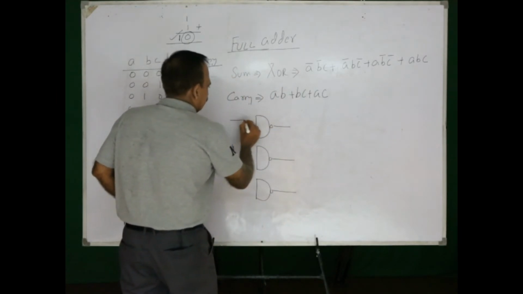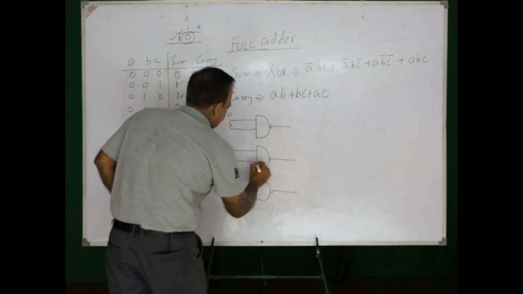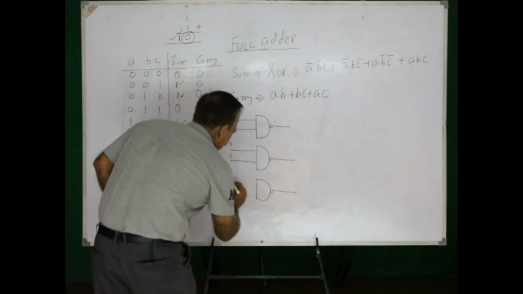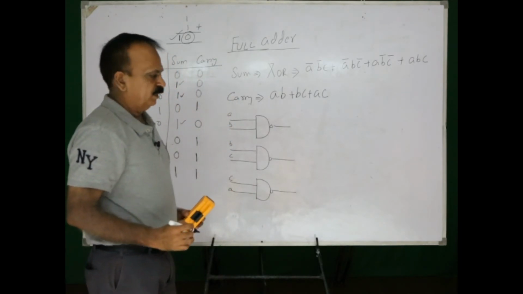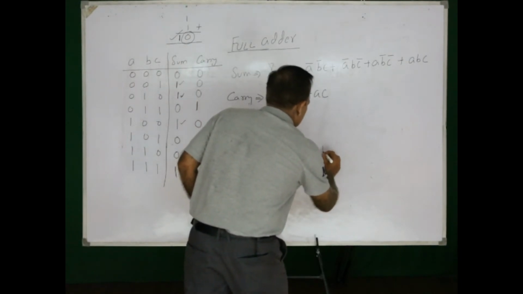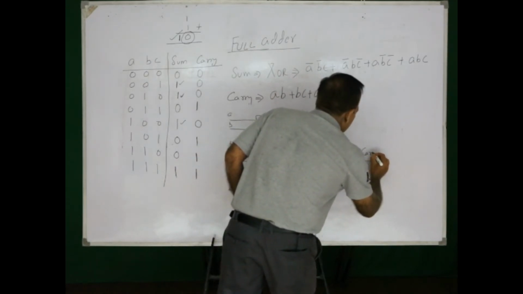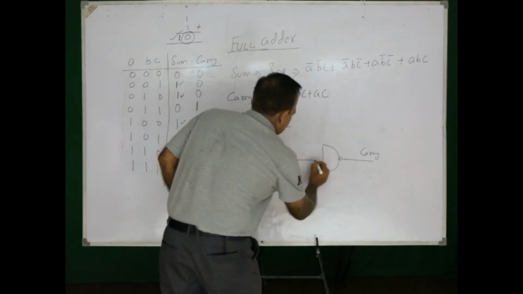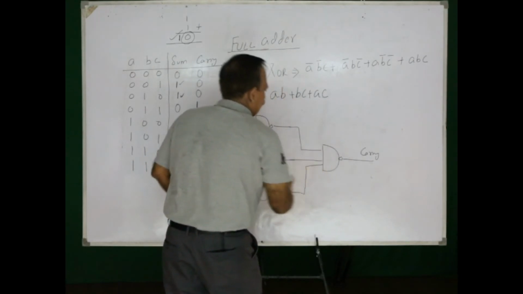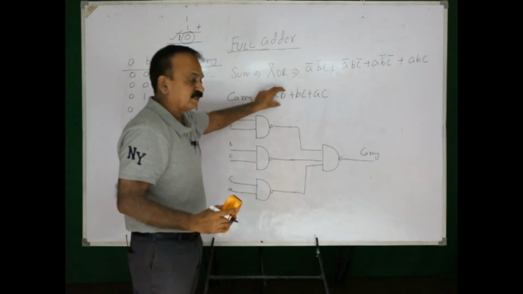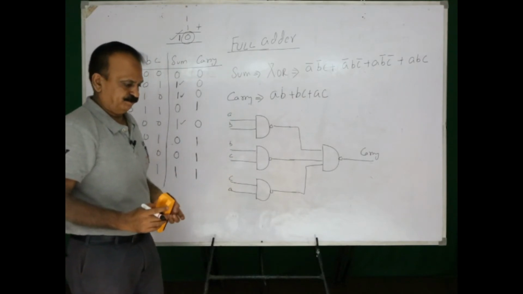So input, this is AB, the next one will be BC, and the next one will be CA. Now these are the 3 terms, and positively the carry value I will be getting through this NAND gate. This expression is the implementation of this expression by using only NAND gates.